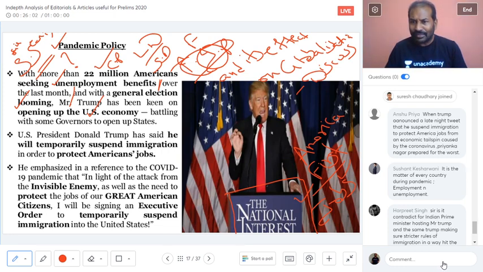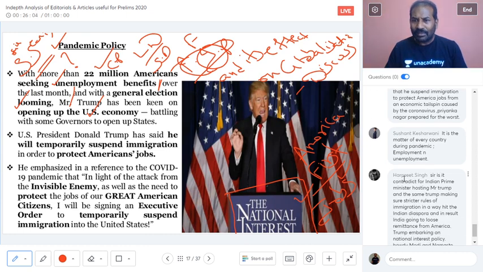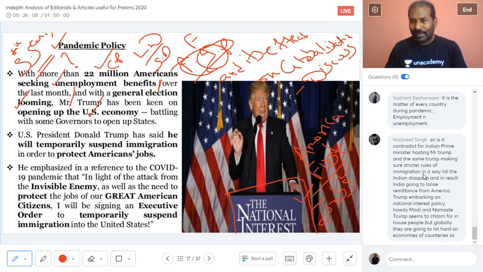Prepared for the worst. Okay. It is the matter of every country during the pandemic, employment and unemployment. Okay. Sir, is it a contradiction for the Indian Prime Minister to host Mr. Trump, and the same Trump to make stricter rules for immigration that in a way hit the Indian diaspora, and as a result India is going to lose remittances from America?